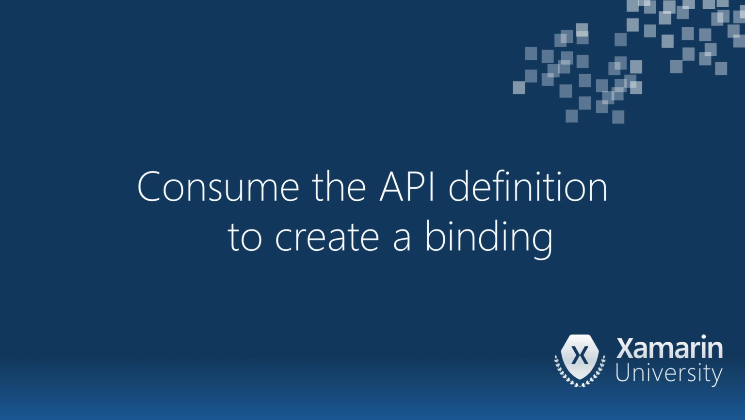At this point, we have two generated API definition files, the actual API definition.cs file and the structs and enums.cs file. Both of these two files now need to be consumed in a project. And in this section, we're going to see how to do that.